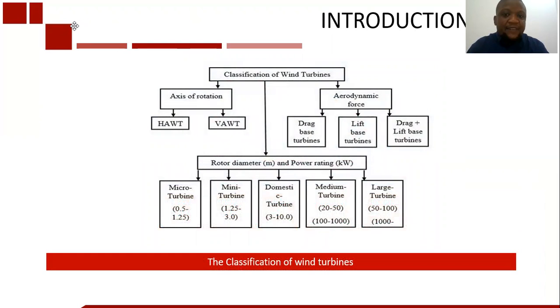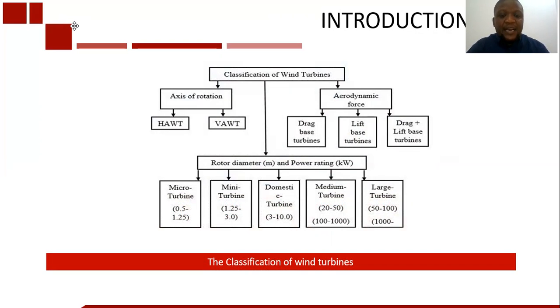Actually, this is the classification of the wind turbines. As you see, on the left-hand side, it's the axis of rotation, which includes the two types of wind turbine: the horizontal axis wind turbine and the vertical axis wind turbine. And on the right-hand side, it's the aerodynamic force, which includes three types: drag-based turbines, lift-based turbines, and drag plus lift-based turbines that include both drag and lift. And in the middle, we see the rotor diameter and the power ratings.